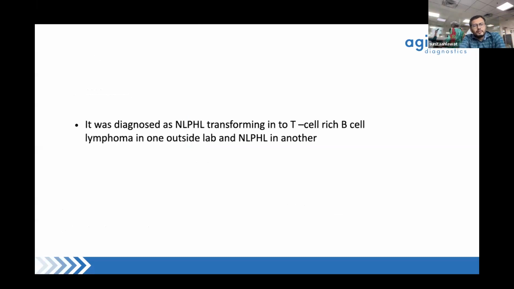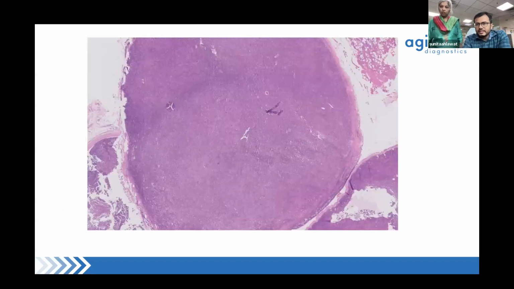So there were two diagnoses before I got this case. It was diagnosed as NLPHL transforming into T-cell rich B-cell lymphoma in one outside lab and NLPHL in another lab. So as the HE slides are already given to all, we can see the architecture of the lymph node is effaced, and you can see some vague nodularity and also in seeds. At low power, we can see the lymph nodal architecture influenced by multiple nodules and also in seeds.